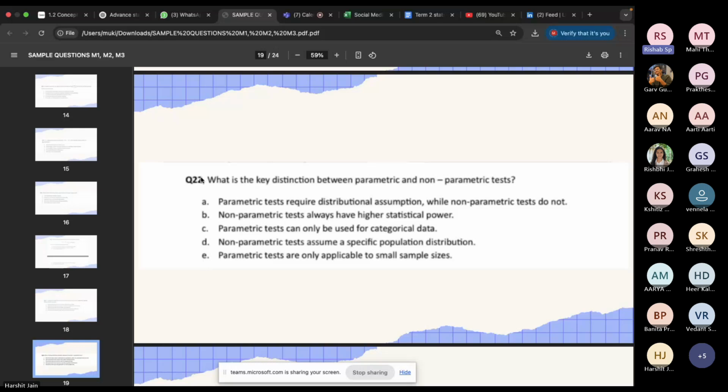Because, see, that's in the question itself, right? Parametric means there is some parameter or assumptions that's holding that. While in non-parametric, we are not taking any assumptions. We have a method and the answer is not backed by any assumptions. So that's non-parametric test. The answer is A. Next question.